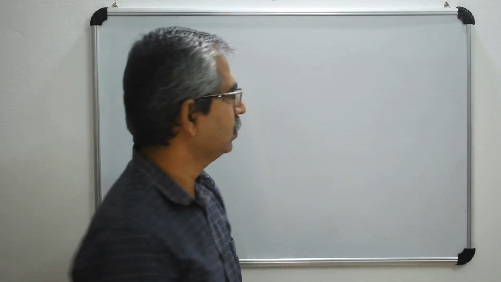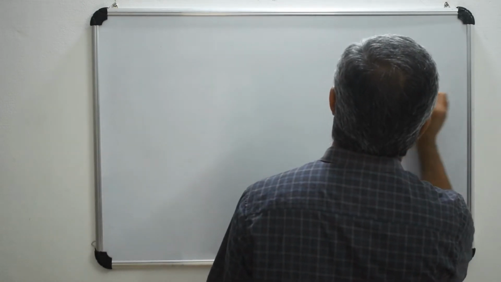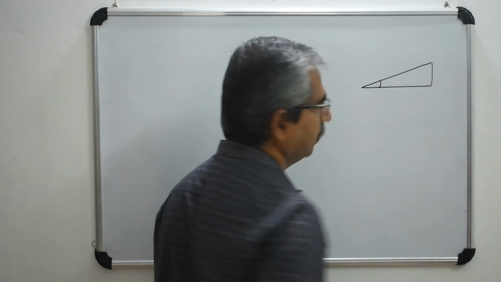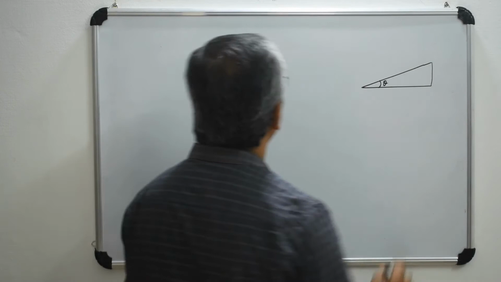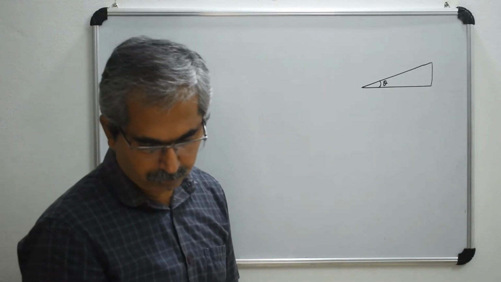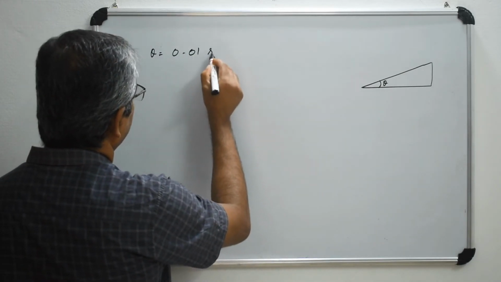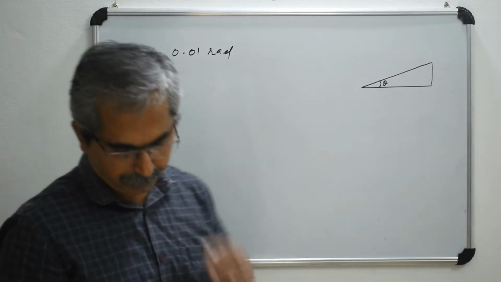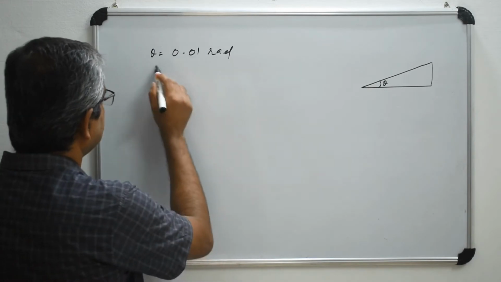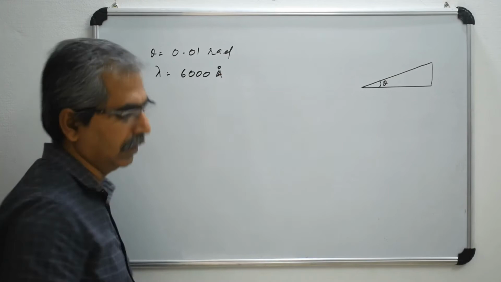A glass wedge of angle, I can draw it. The angle is given as theta, and theta is equal to 0.01 radians. The light that is used, lambda is equal to 6000 Armstrong unit again.